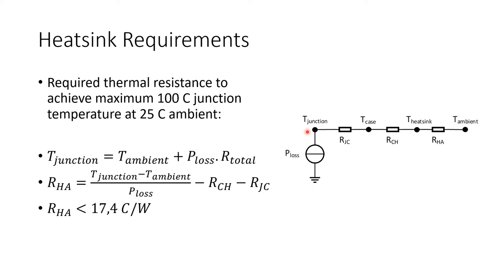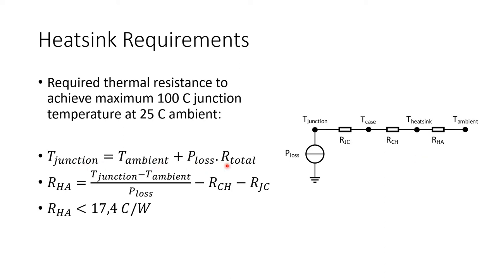I have looked at the data sheet of the MOSFET, and it says that it can work up to 175 Celsius. So a 100 Celsius junction temperature is okay, is safe. We know the junction to case thermal resistance. We have found out the case to heatsink thermal resistance. We know the ambient temperature and the junction temperature. The only thing that is unknown here is the heatsink to ambient thermal resistance.